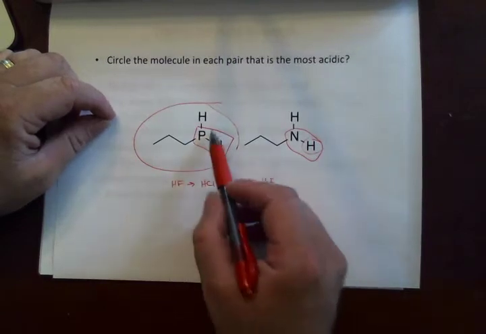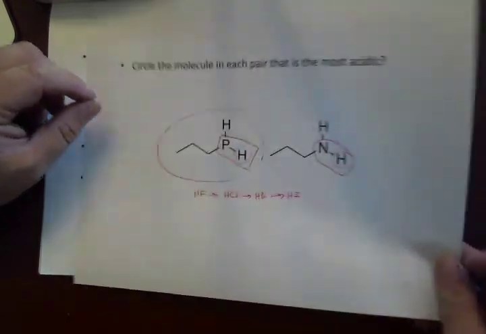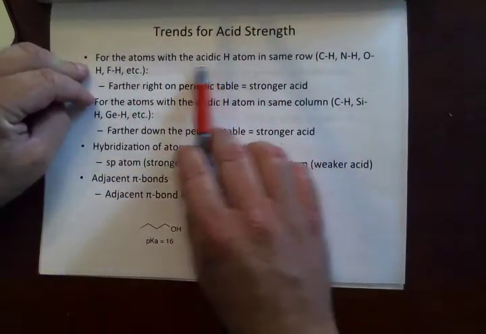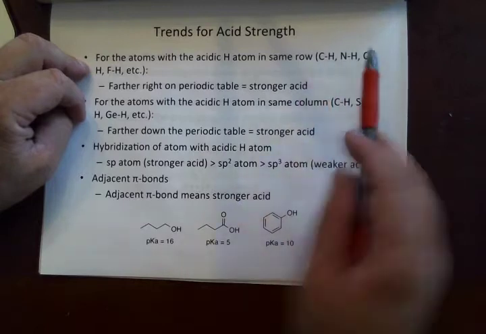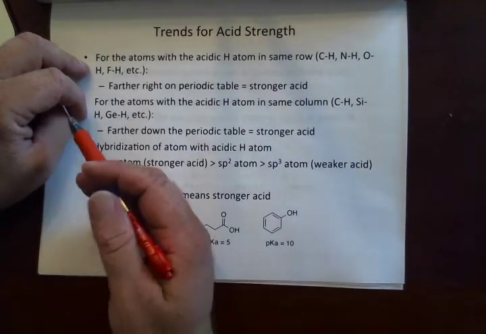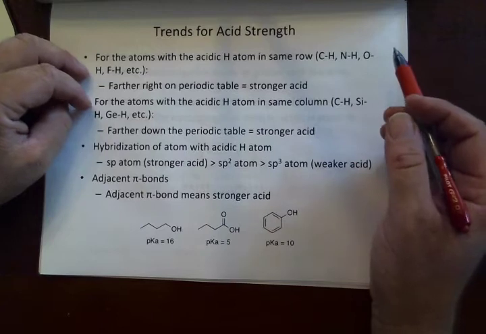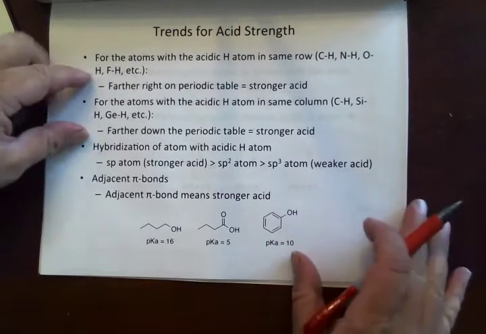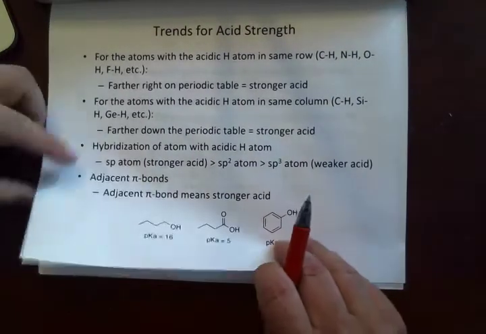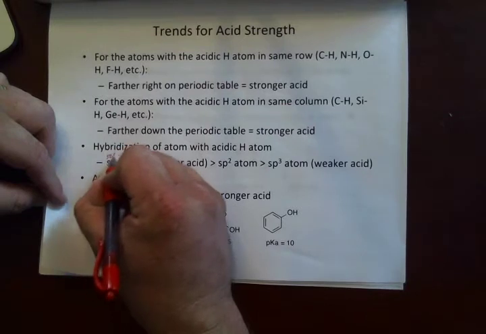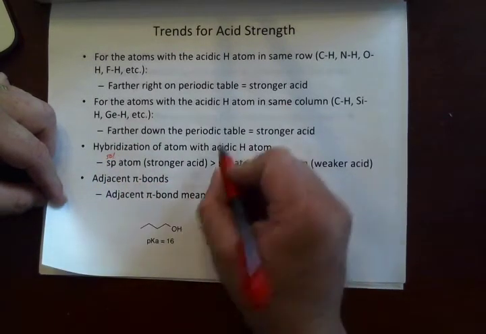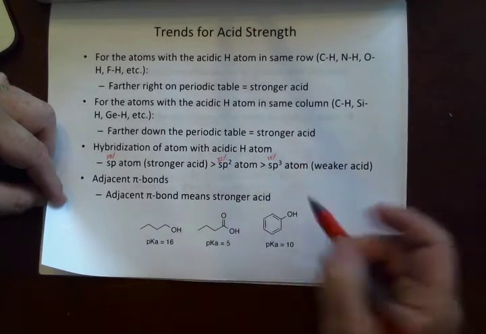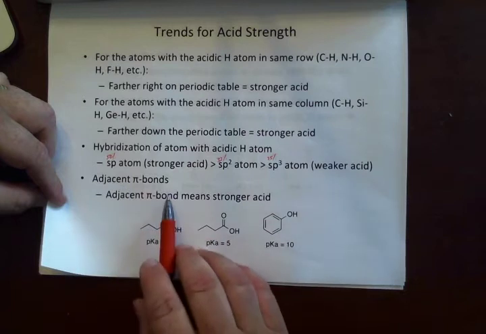Now, after that, what you're looking for is electronegativity. For atoms with the acidic hydrogen in the same row, as you go across, CH bonds are going to be a lot less acidic than HF bonds. The same goes down a column, so the closer you get to iodine, the more acidic it is. Also with hybridization, the more s character: this is 50%, because it's 1 s and 1 p. Here it's 1 s and 2 p, so this is 33%. And here it's 25% because there's 1 s and 3 p. So the more s character you have, the stronger the acid.